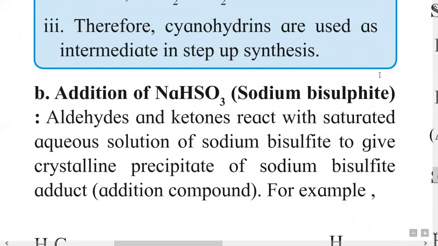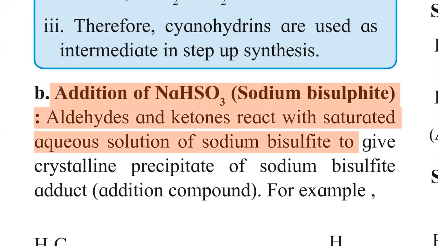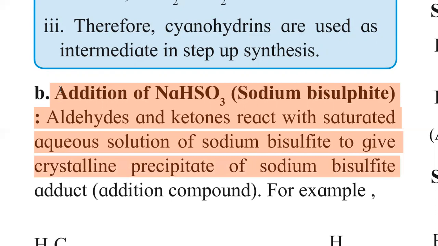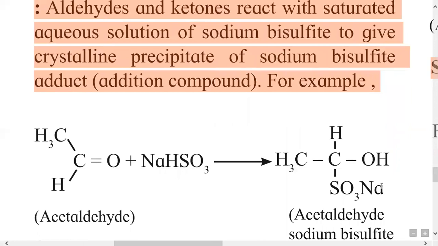The second addition reaction of aldehyde and ketone is addition of sodium bisulfite. Sodium bisulfite has formula NaHSO3. So aldehydes and ketones, they react with saturated aqueous solution of sodium bisulfite and give crystalline precipitate of sodium bisulfite of aldehyde or ketone, that is called as an addition compound or adduct.